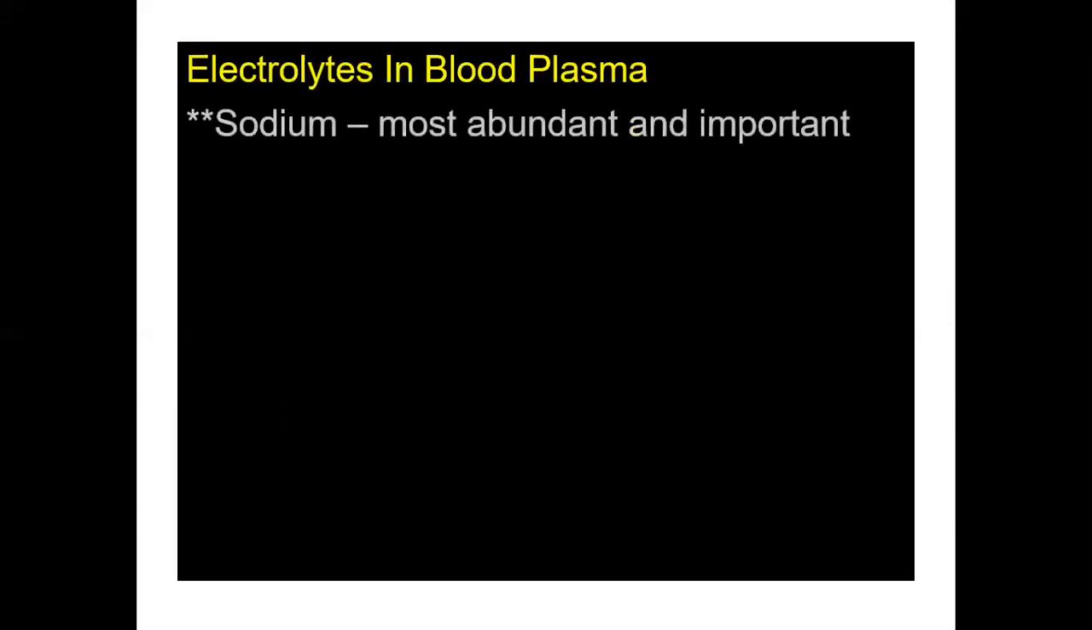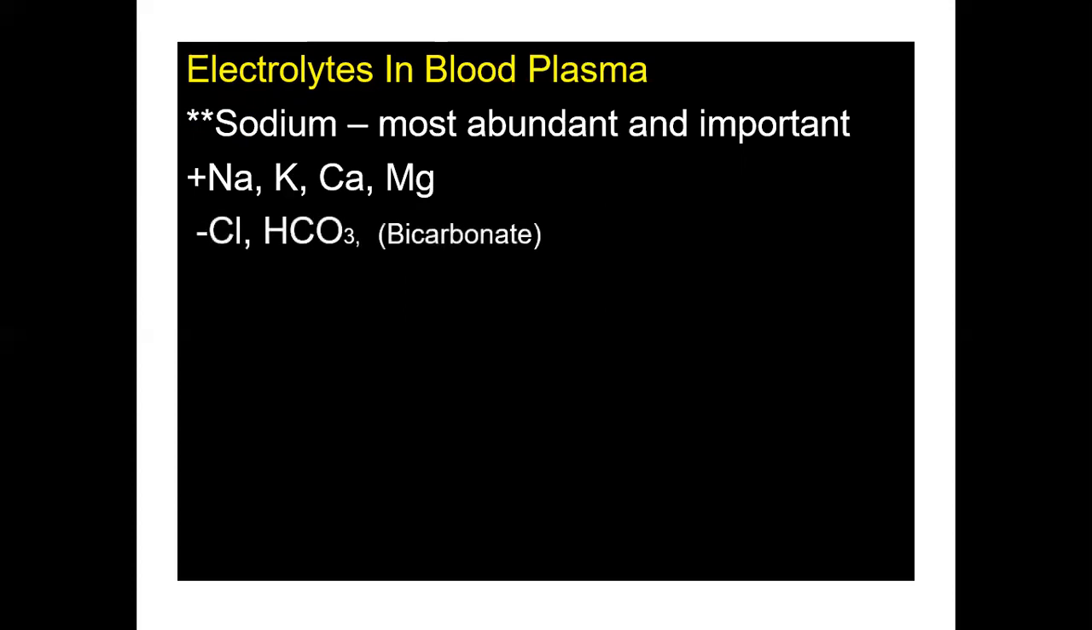Of course, electrolytes are important in our blood plasma. Sodium, Na, is probably the most abundant and important in the blood plasma. But you also have potassium, calcium, magnesium. Calcium, Ca, is stored in bones. Iron, Fe, is another one. These are all electrolytes in your blood plasma. I'm just mentioning a few of the more prevalent ones. You also have, as we mentioned before, chlorine and bicarbonates. So these are the electrolytes in blood plasma.